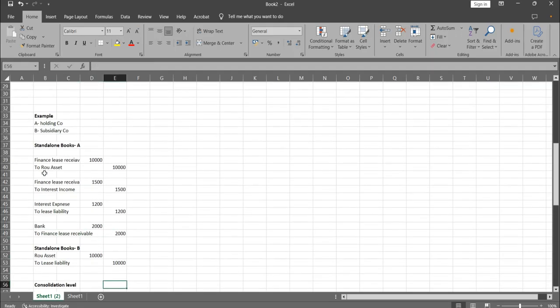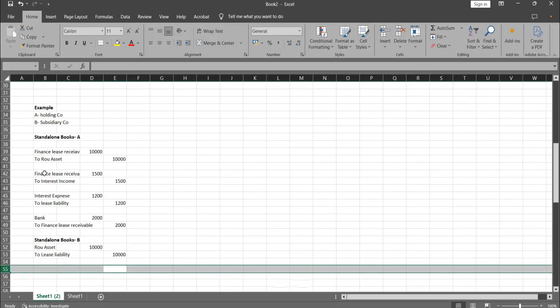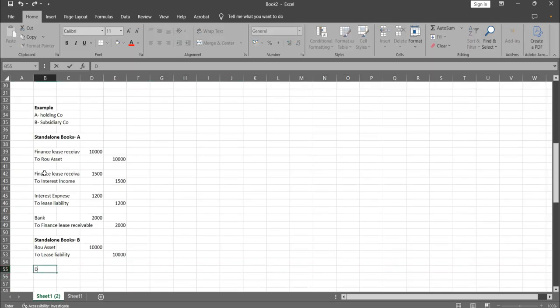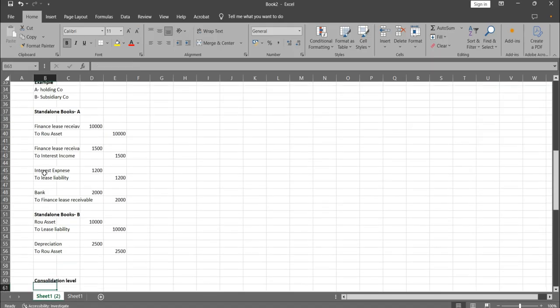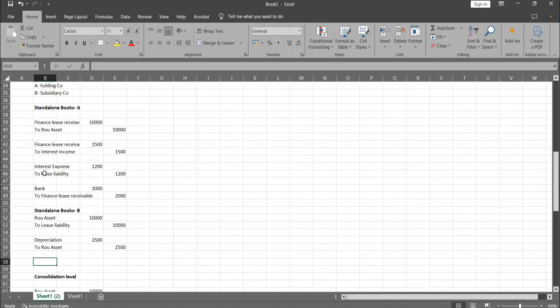Now in the books of entity B, they must have also booked some entries. In the ROU asset, it must have booked depreciation, let's say 2500, assuming a 4-year life. And in lease liability, it must have charged interest expense to lease liability, say 1250.